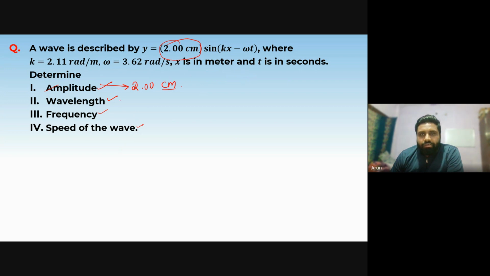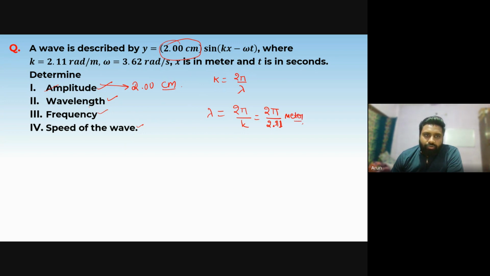Now, if you talk about the wavelength, you can compare with this k. k is nothing but 2 pi by lambda. This is the wave number. Now, lambda will be 2 pi upon k, 2 pi upon 2.11. So if you further solve it, you will get the wavelength, which is in meter.